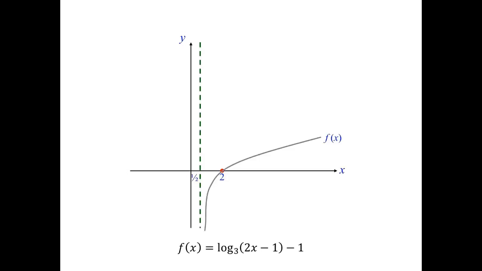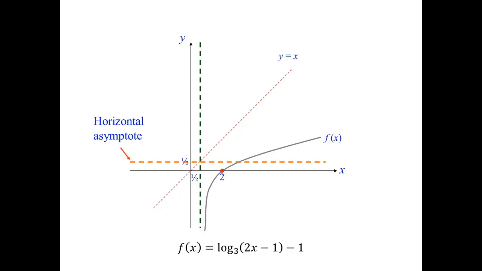To sketch the logarithmic function, we start sketching from the first quadrant, approaching and passing through the x-intercept of 2. The function then approaches closely to the vertical asymptote, x equals 1 over 2, but does not touch it. Then, we sketch the line y equals x. This is the sketching of the horizontal asymptote. It is a reflection of the vertical asymptote at the line y equals x.